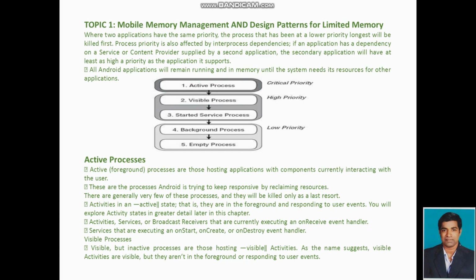Active process, or foreground process, are those hosting applications with components currently interacting with the user. These are the processes Android is trying to keep responsive by reclaiming resources. There are generally very few of these processes and they will be killed only as a last resort.